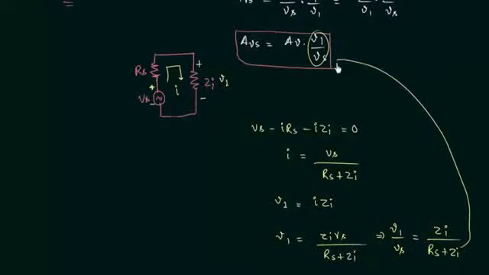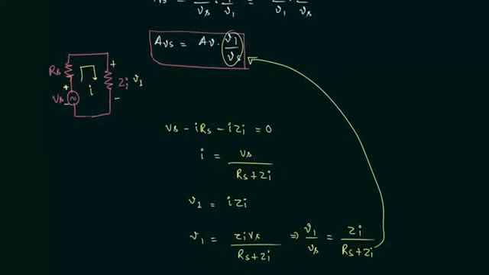Now we will put this value here. So the overall voltage gain AVs is equal to voltage gain, and inside the bracket, impedance Zi divided by resistance Rs plus impedance Zi. So this is the final expression of the overall voltage gain.